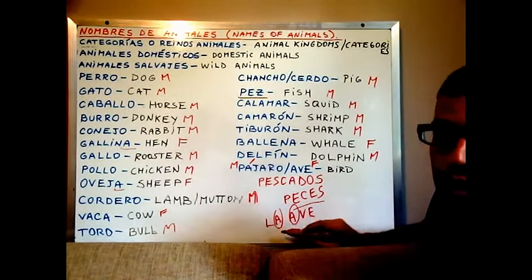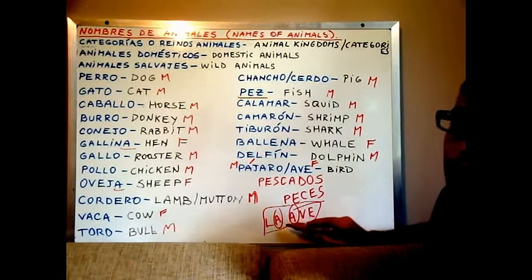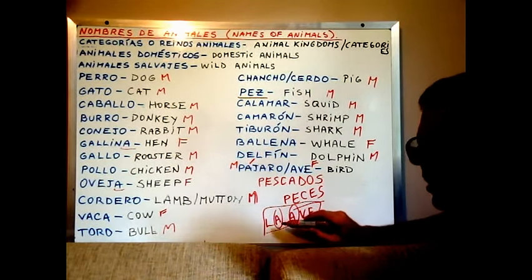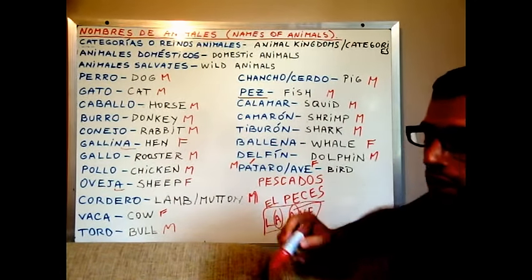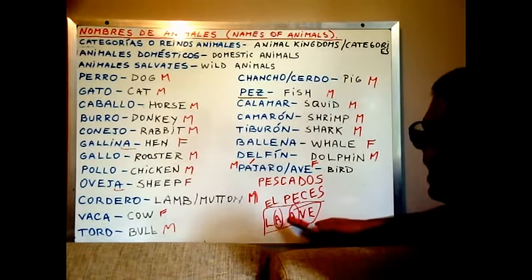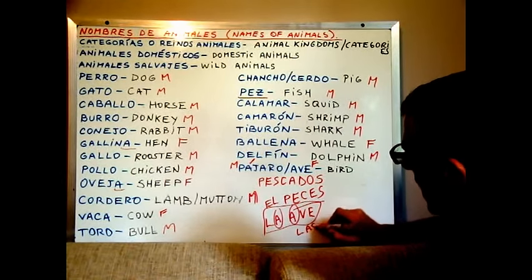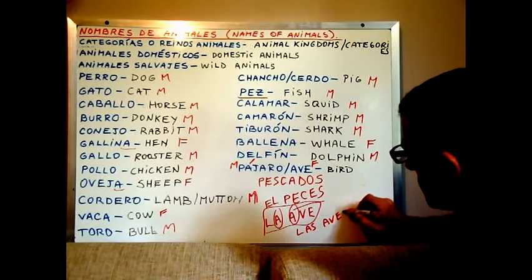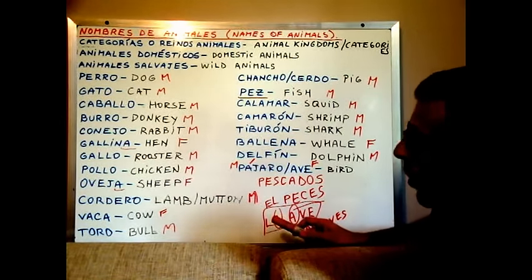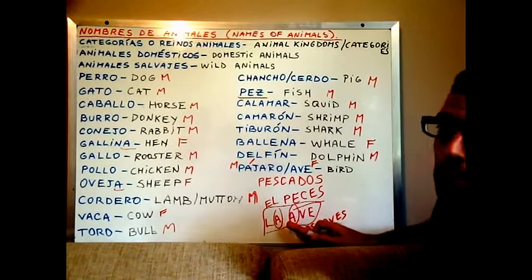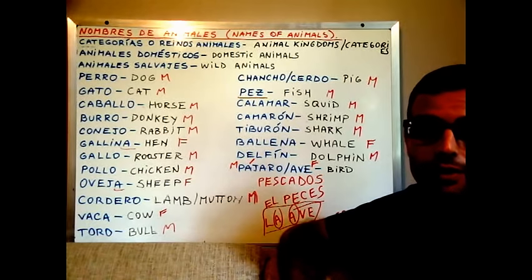In almost all the cases, when we have a feminine word that begins with A, in the singular, we use the masculine article. So this would be el ave, but in plural we would say las aves, okay? So this is a particular case, and mostly all of the feminine words that start with an A, we use el for the singular, okay?